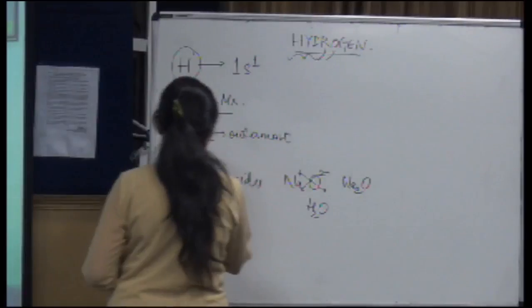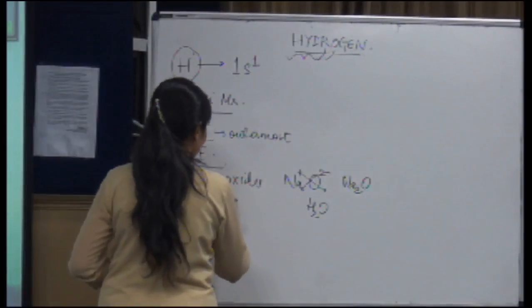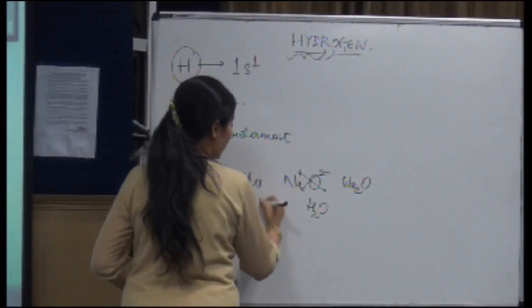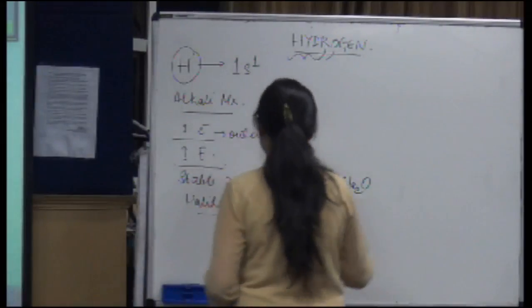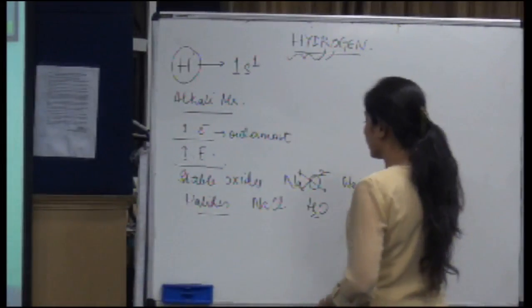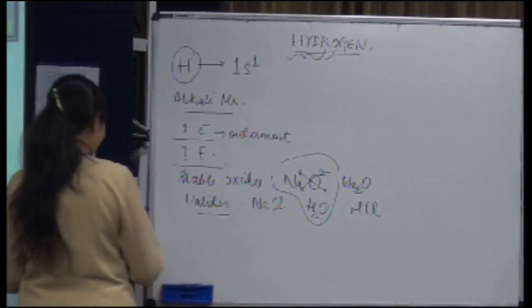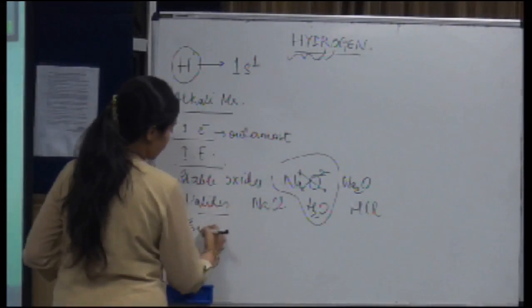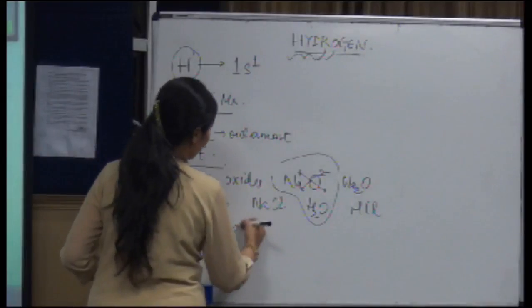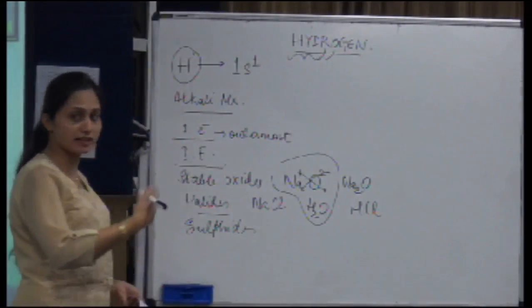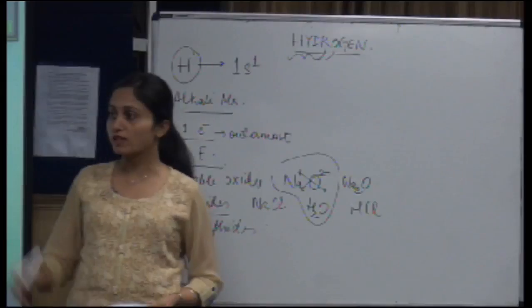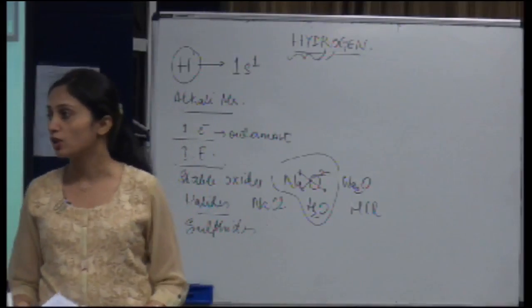Then it also forms stable halides. Halides also of the form of, if this has NaCl, this also easily forms your HCl, right? Then if you talk about sulfides, same case. So it can form stable oxides, halides, sulfides. Many of the compounds which it forms are similar to those of the alkali metals.